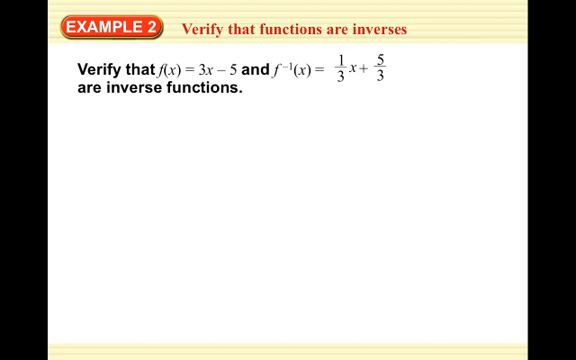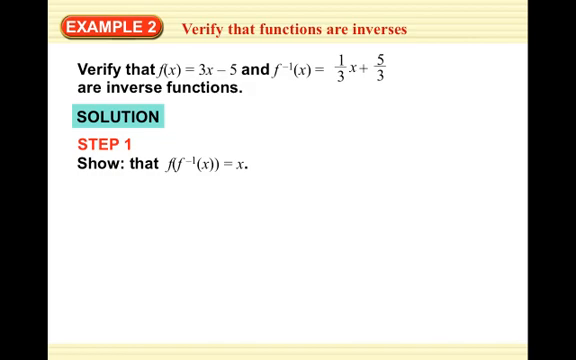Verify that f of x equals 3x minus 5 and f inverse of x equals 1/3 x plus 5/3 are inverse functions. So there's two steps to this. Step 1, we're going to show that f of f inverse of x is equal to x. In other words, when you take f inverse and you plug it into f, you should end up with x. So f of f inverse means that we're going to have f of, and here's the rule for f inverse, 1/3 x plus 5/3. So this is going to be our input into f.